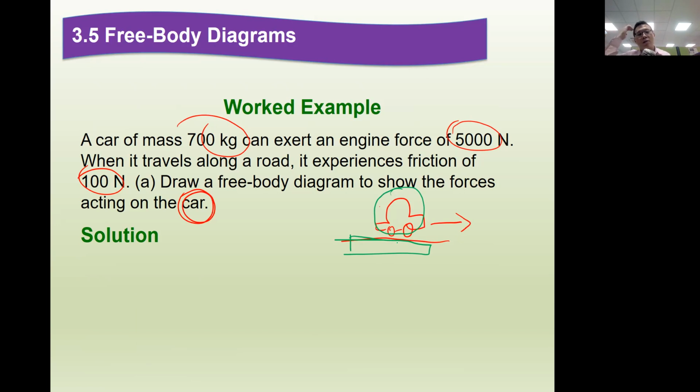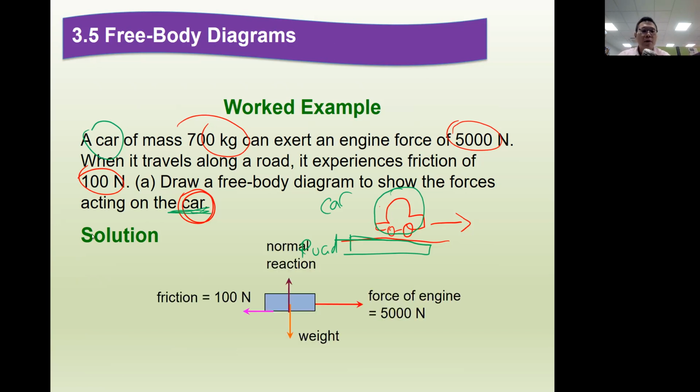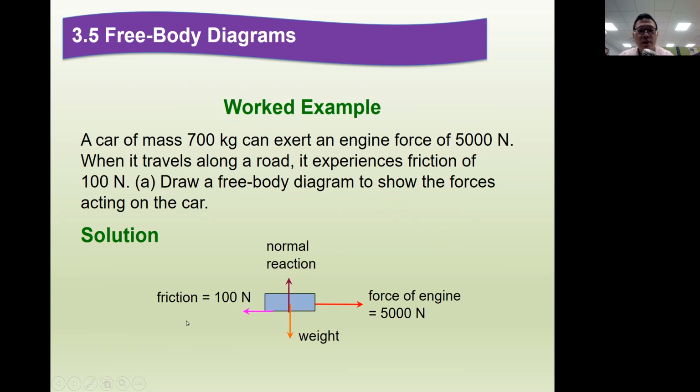So in this scenario, although I mentioned the car, if you look at the free body diagram there are actually two bodies here: one is the car, one is the road. Forces are acting on these two different bodies for this singular action of the car moving on the road. But because the question asks for the forces acting on the car, we'll focus on the car.